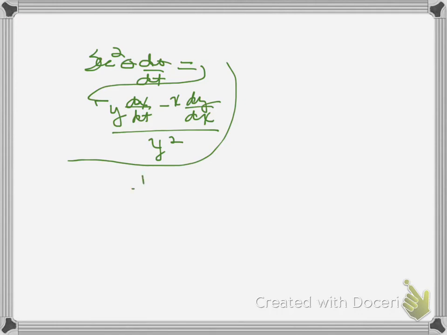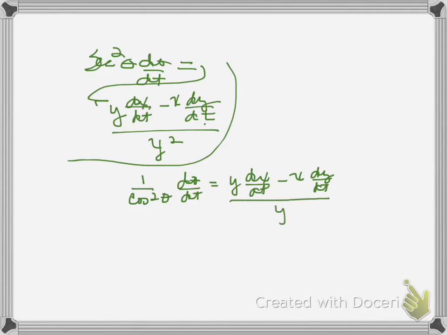So this is going to be 1 over cosine squared theta, and I still have my d theta dt, and I have equals y dx dt minus x dy dt. Sorry, this was supposed to be dt. Let me get rid of that. dt all over, so this whole thing is over y squared.